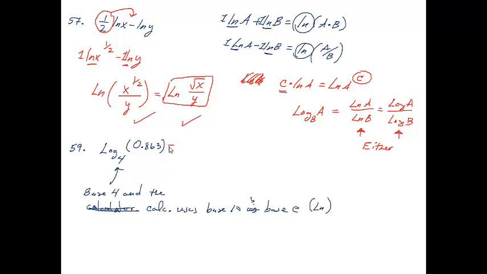Okay, so I'm going to use the natural log. So I have the natural log of the argument, which is 0.863, divided by the natural log of the base. Okay, and do I have my calculator on me? I do. So it's natural log of 0.863 divided by the natural log of 4. And that is roughly going to be negative 0.1063 if I round to 4 decimal places.